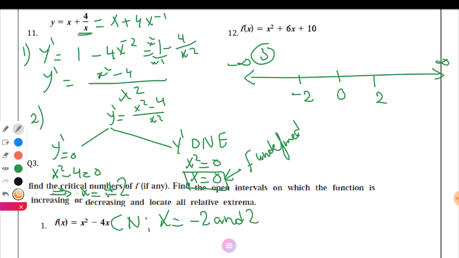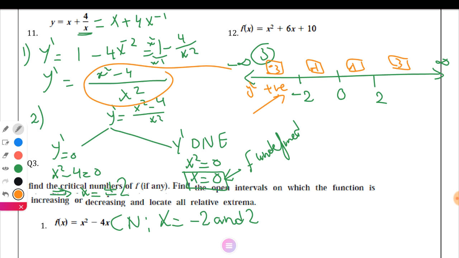Here, select a test value here, here, here, and here. I choose -3, which is less than -2. Between -2 and 0 I will take -1, and here I will take 1. Here I will take 3. Then replace in the derivative. By using the calculator, it will be positive here. The derivative here is positive, so increasing.